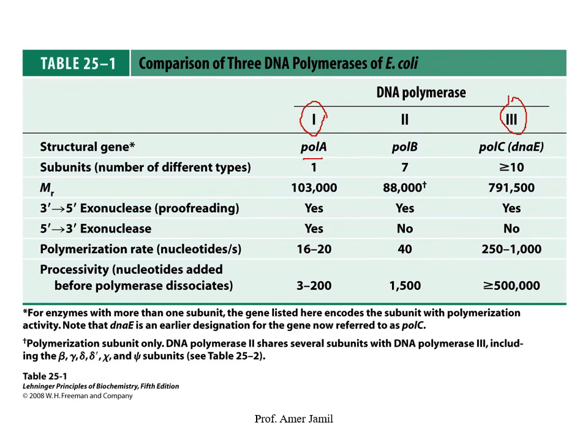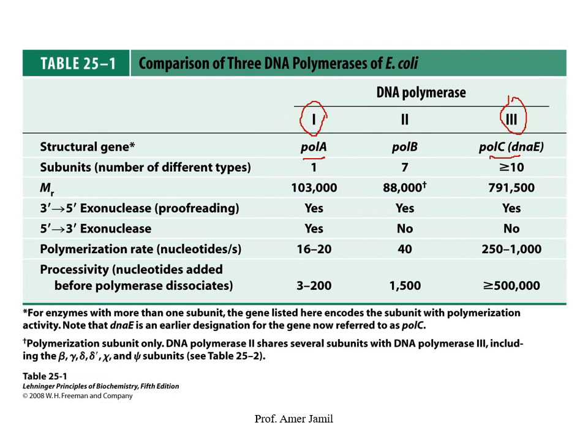Here the structural gene is called Pol A, and as you know the name of the gene is written in lowercase italic form followed by uppercase italic, and this is Pol C for the DNA polymerase 3. In the brackets, DNA E is the older name of this DNA polymerase.